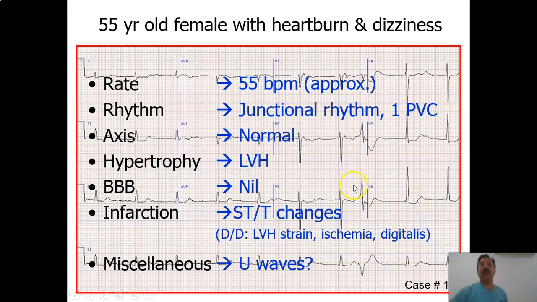this patient includes ischemic heart disease, because this patient has heartburn and dizziness, which is an angina equivalent, or maybe left ventricular hypertrophy with strain pattern. So as the patient is symptomatic, we have to do the cardiac workup, cardiac enzymes, to rule out ischemia. And there are a few U waves as well.